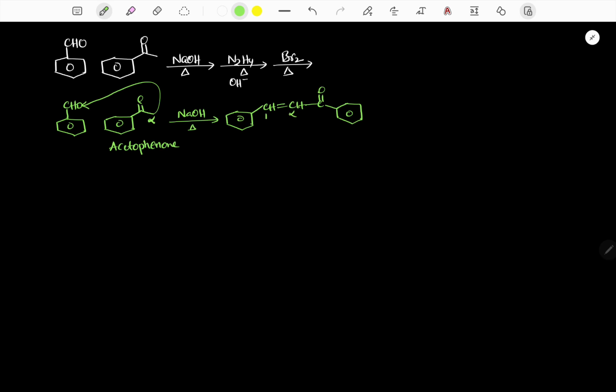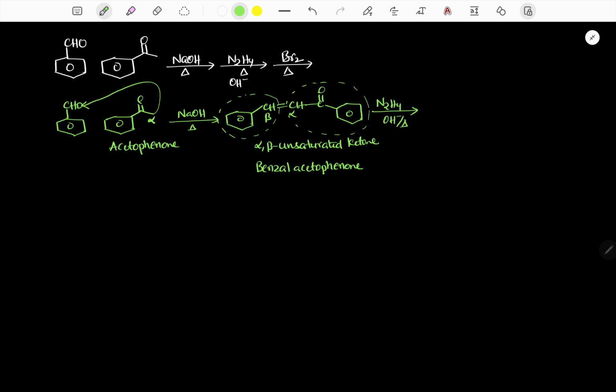In the aldol condensation we get an alpha beta unsaturated ketone. The reactants are benzaldehyde and acetophenone, therefore the product name is benzalacetophenone.